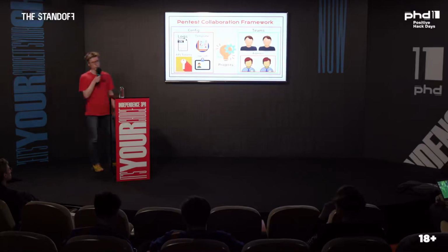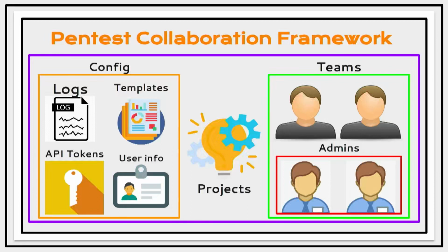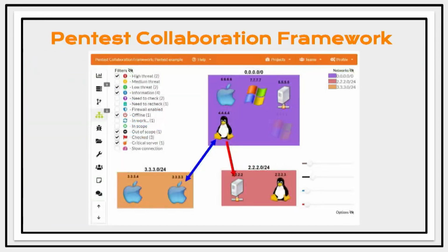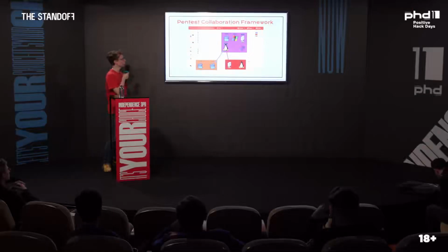So how does this system, the user space system, look? We have our config, our logs, our templates of vulnerabilities, or vulnerability substitution tokens, API tokens. If you have a person whom you don't want to trust with the Shodan API token and you don't want him to see it, you just add it. And, you know, without knowing the token itself, he can use it. And user information. And of course, the teams, the admins, and the projects that can be attached to both users and the teams themselves, so that everyone in the team has access. Here's one of the screenshots.